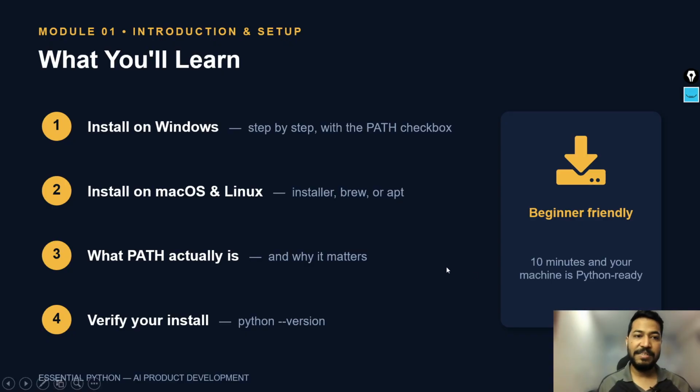As a part of the agenda, we are going to install Python on Windows, then cover the steps for macOS and Linux as well, and help you understand the importance of the path variable, so that by default your system understands which path to refer to in order to know which version of Python you are using. We will also be verifying the installation after the successful Python installation, and the command we are going to use is python --version.